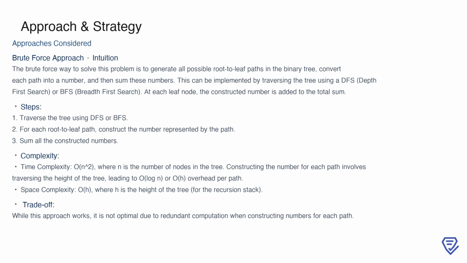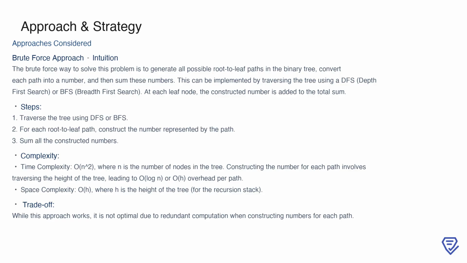To solve the problem of summing all root to leaf numbers in a binary tree, one possible approach is the brute force method. Here's the intuition: you generate all possible paths from the root to each leaf node, converting each path into a number by combining the node values along the way, and then summing these numbers. This can be achieved using either a depth-first search or breadth-first search. As you traverse the tree, you'll construct the number represented by each path, and at every leaf node, add this number to the total sum.